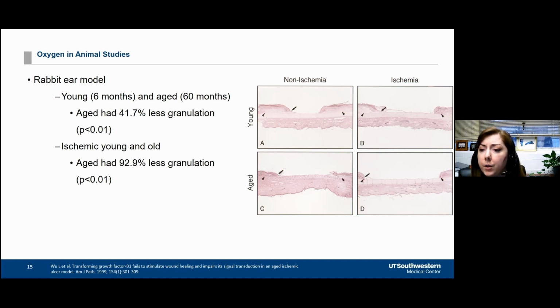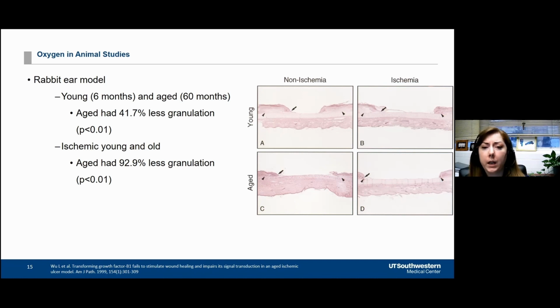If you look at the arrows, you can see where the epithelial edge has moved away from the plane triangle. The plane triangle was where they first made the incision. So over the course of their study, the aged rabbits had 41.7% less granulation formed, which was statistically significant. And you can see this in the picture. There's a lot more space on the aged rabbit when you compare A and C.